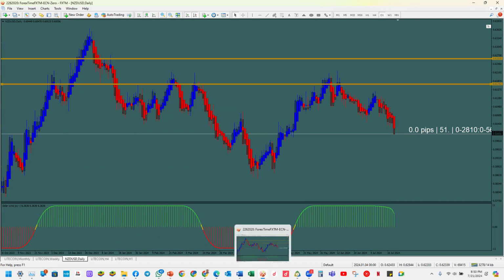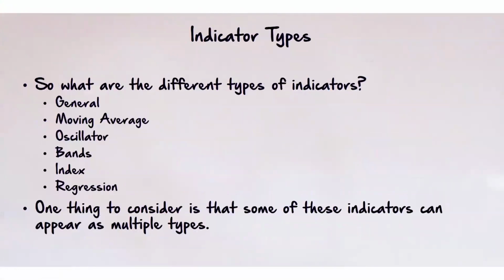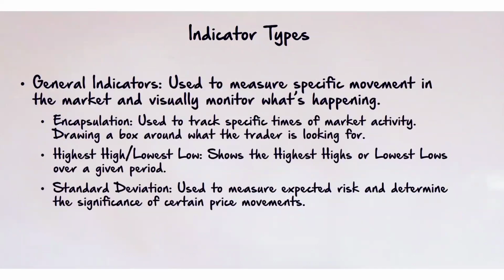So this is just for solar wind joy. There are a whole lot of other indicators that you can use to do the same thing. Like I said, the MACD can also be used. So what are the different types of indicators? We have general indicators, moving average, oscillators, bands, index, regression. So there are a whole lot of them.